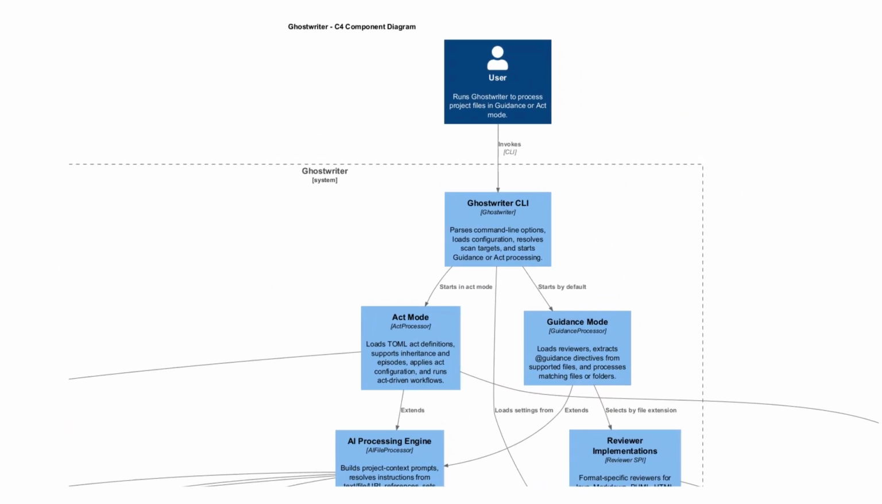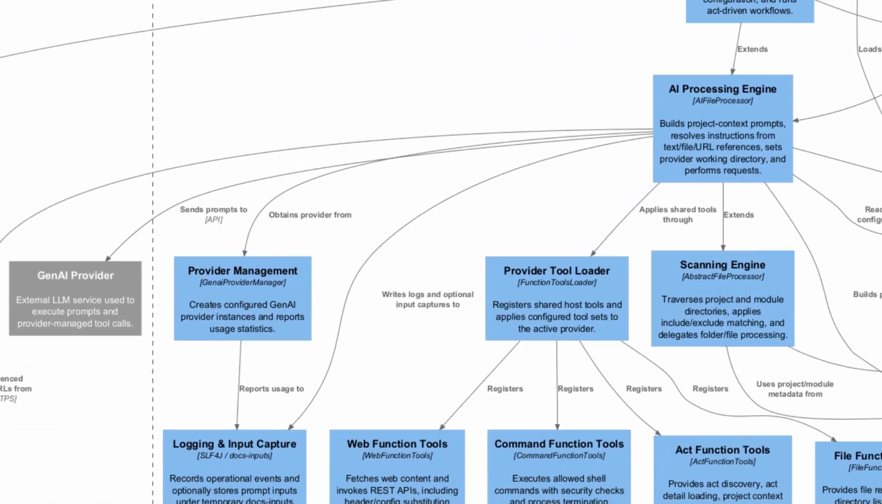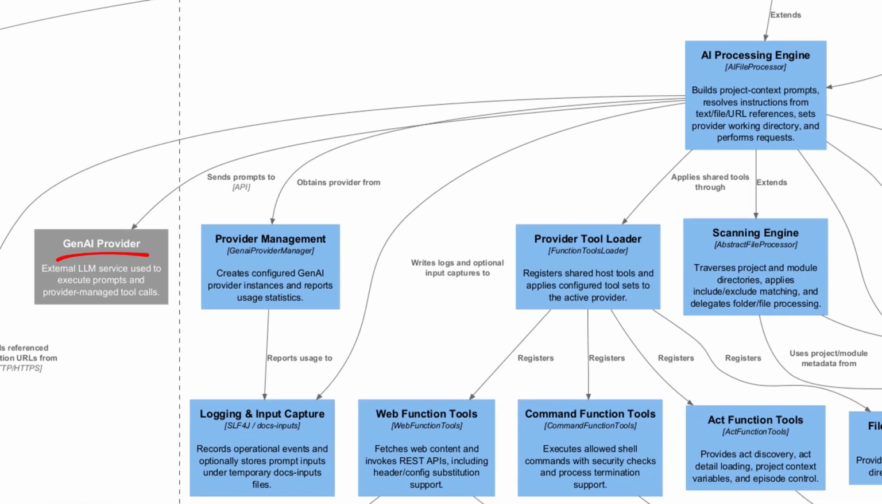This diagram illustrates how users interact with Ghostwriter through the command line interface, and optionally via the Maven plugin. Ghostwriter supports two main processors, the guidance processor, which handles tag processing, and the ACT processor, which executes ACT. Both processors operate within a shared processing pipeline that scans, filters, and processes files. This pipeline is capable of handling various file types and can also interact with specialized functional tools. For AI-related tasks, the pipeline interacts with an AI provider manager, which executes service requests through an API.